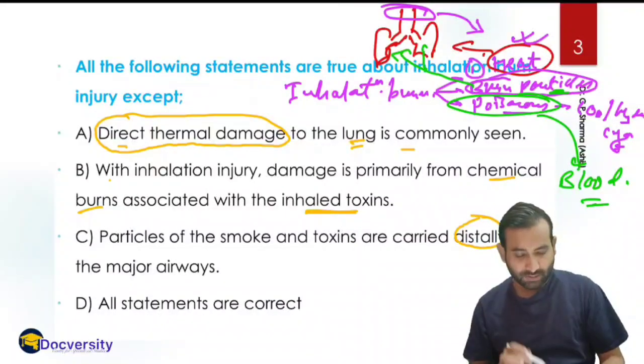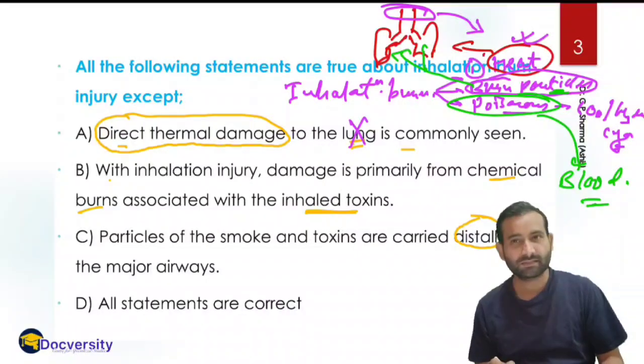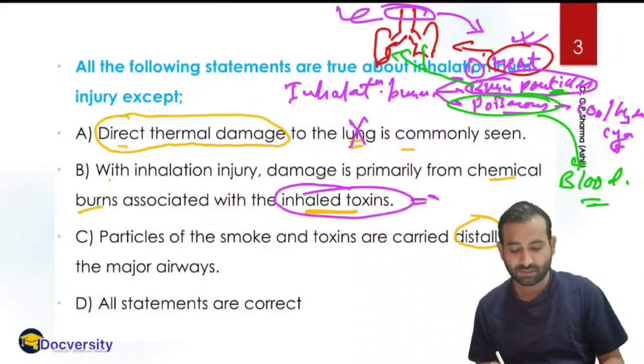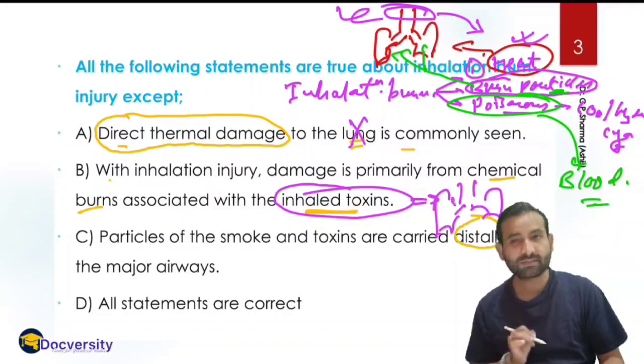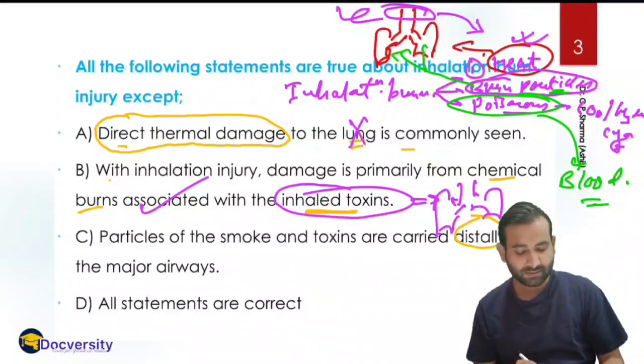So our option, direct thermal heat damage to the lungs, should be wrong. Heat can cause only upper airway damage. Inhalation injury damage is primarily from chemical burn associated with inhaled toxins. These toxins reach the distal airways and cause distal airway damage, so this option is true. Particles of the smoke and toxins are carried distally into the major airways. Yes, that's true, as we just discussed.